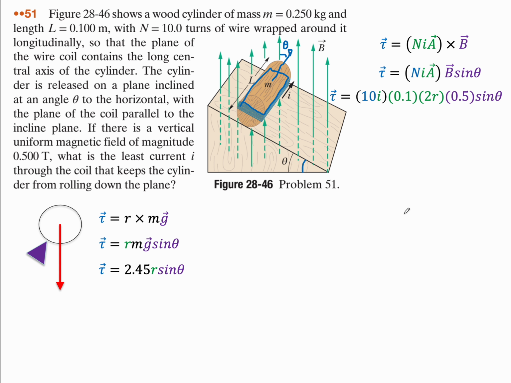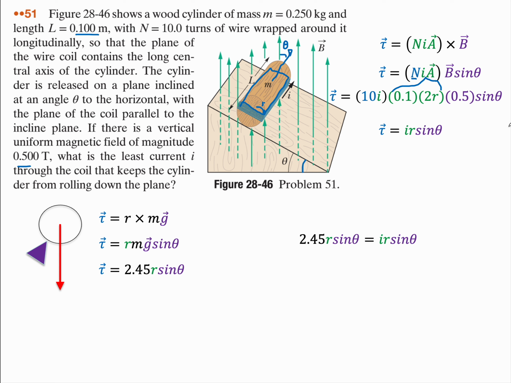We can actually plug in some numbers. The number of turns, N, is 10. The area is going to be the length, which is 0.1 meters, times double the radius. If you think about r being here, my width is going to be 2r. The magnetic field is given as 0.5 teslas, times sine of theta. Reducing that down, it actually comes out quite nicely. We just get the torque is equal to I r sine theta.